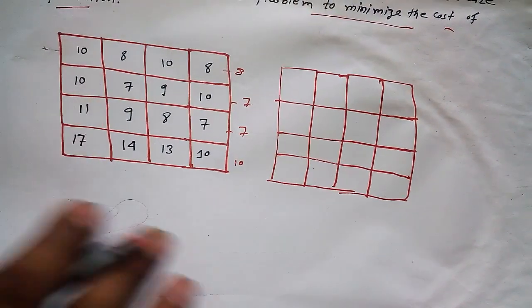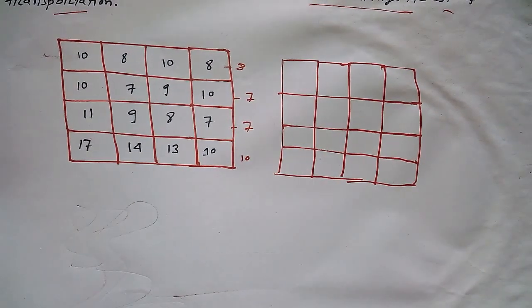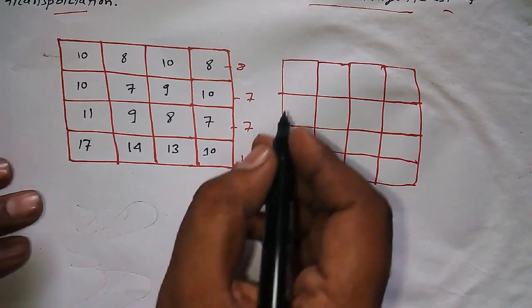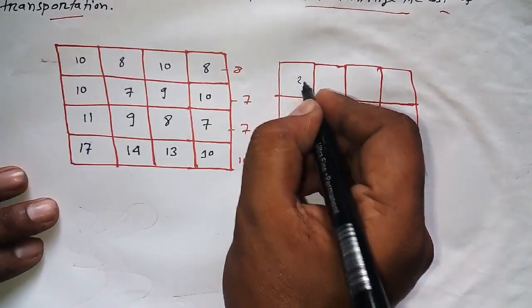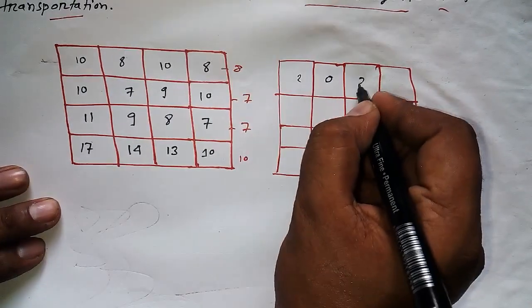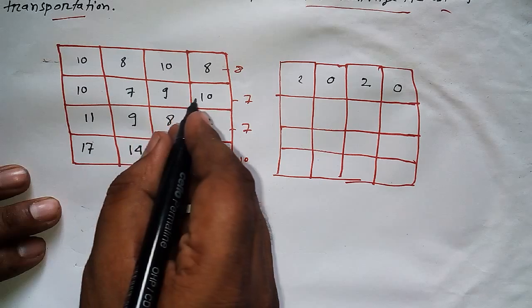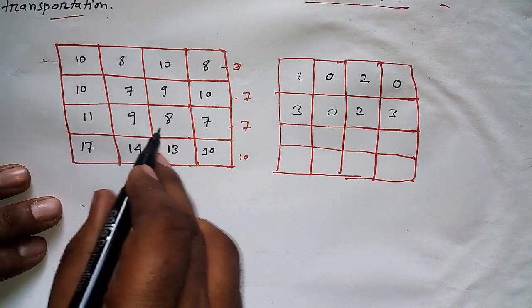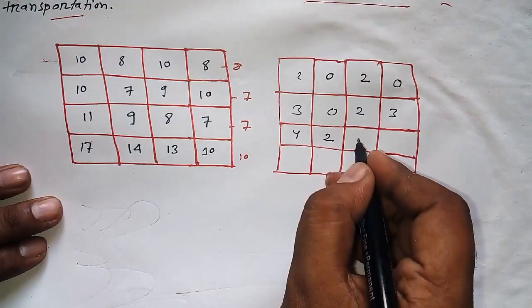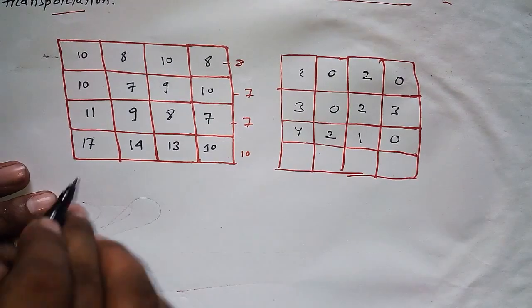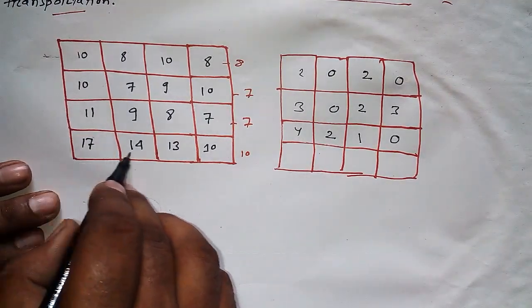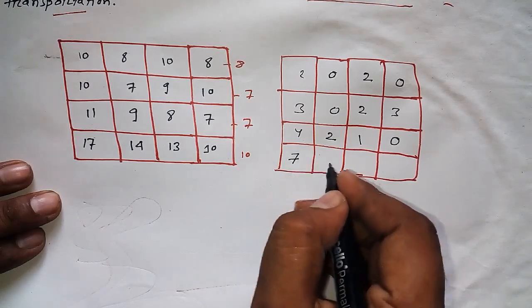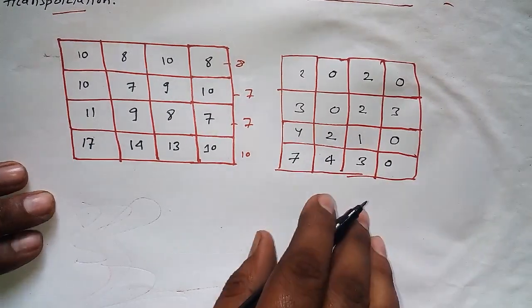After finding the minimum value in each and every row, we have to subtract that value from each and every element in that row. So what we got here: 10 minus 8 is 2, 8 minus 8 is 0, 10 minus 8 is 2, and 10 minus 10 is 0. Here 3 0 2 3. Here 4 2 1 0. Now again in this row what we have remaining is 7 4 3 and 0.